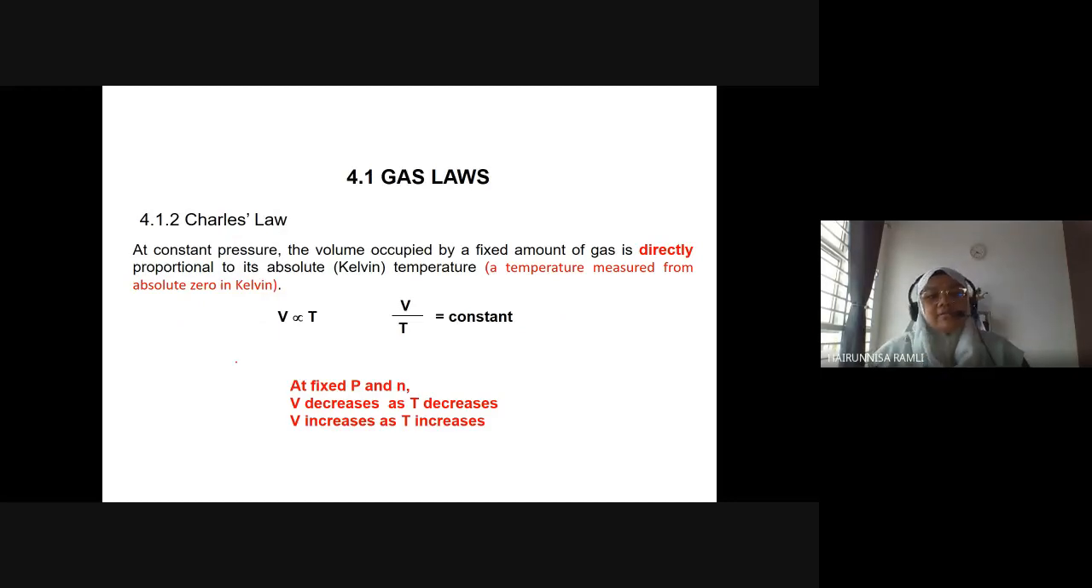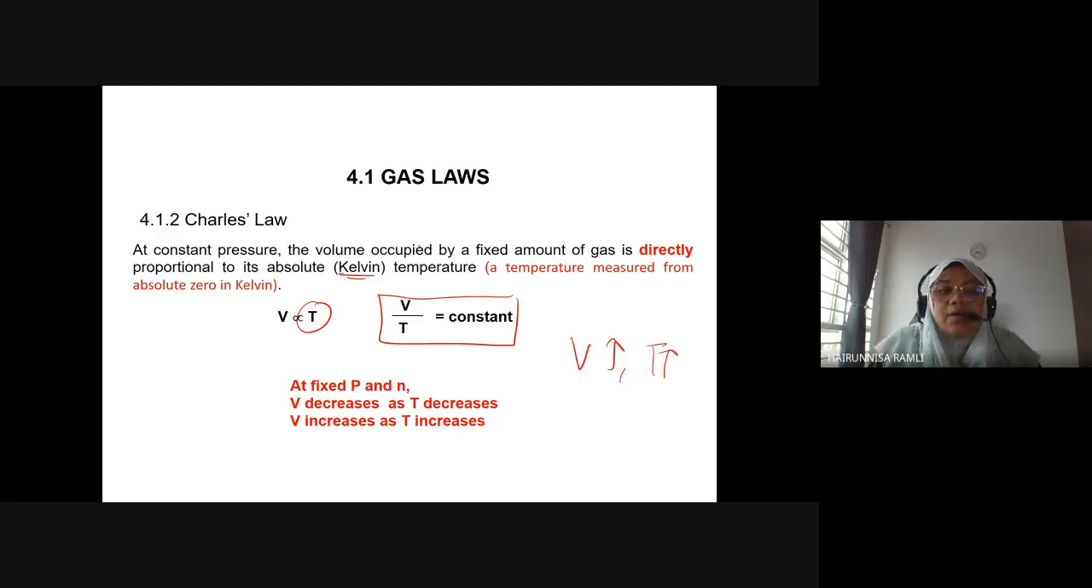Okay, so we have Charles' law. Earlier Boyle's law was between P and V. Now Charles' law is between V and T, volume and temperature. So its volume is directly proportional to its absolute temperature, just in Kelvin. So V and T. When you rearrange it, it becomes V over T equals a constant. So here, V increases, T increases, and vice versa.